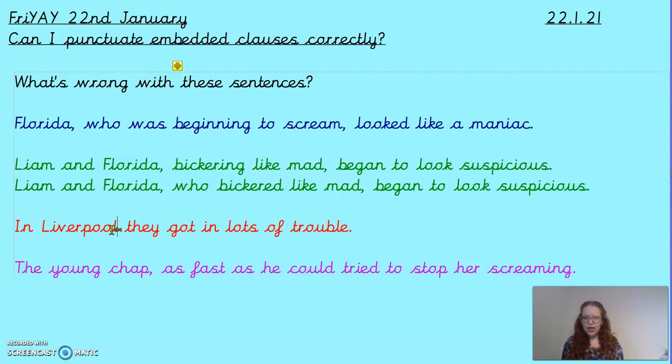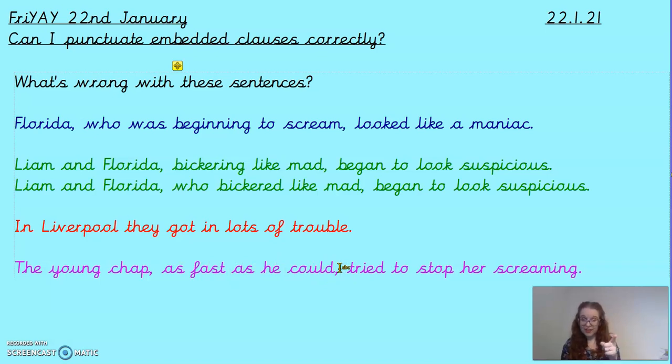Okay, the young chap, as fast as he could, tried to stop her screaming. Now, this is not a relative clause because we don't have one of our magic relative words. However, it is an embedded clause. It's just missing something. What is it missing? It's missing its other slice of bread. At the moment, it's an open sandwich. At the moment, it's jam on toast. It's not a jam sandwich. So how can we fix it? Where do we need to put my comma in? The young chap, comma, as fast as he could, comma, tried to stop her screaming.